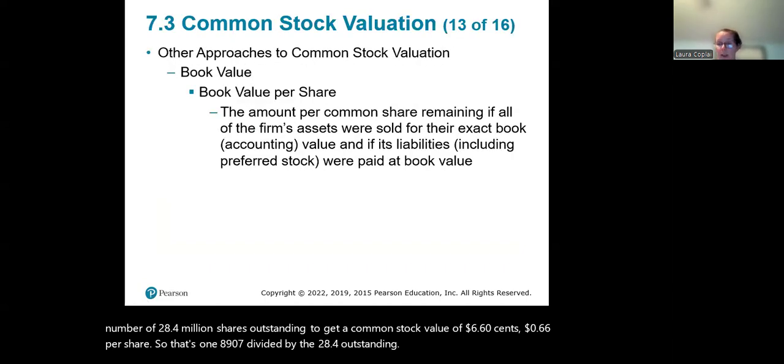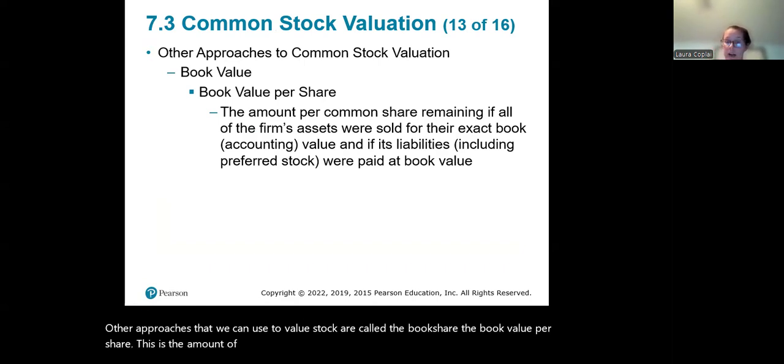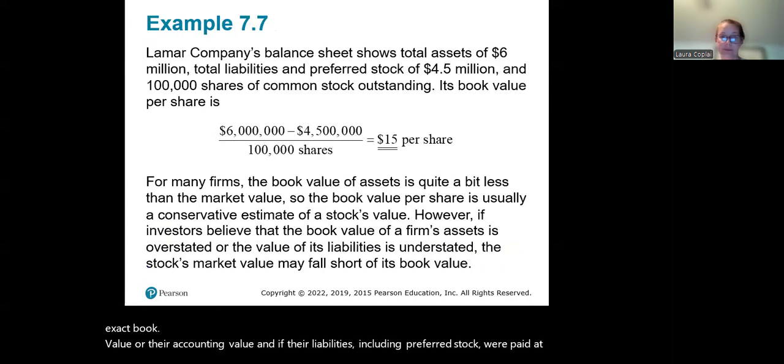Other approaches that we can use to value stock are called the book value per share. This is the amount of common share remaining if all the assets were sold for the exact book value, or their accounting value, and if their liabilities, including preferred stock, were paid at that book value.